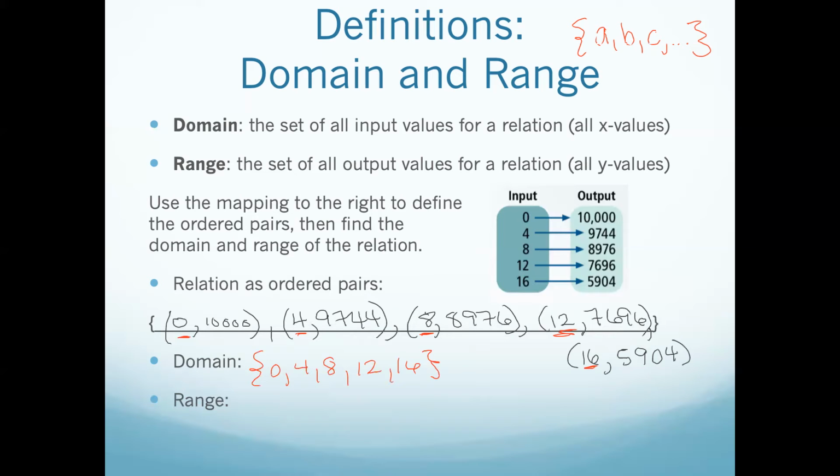I'm going to do the exact same thing with my range. So my range are my y values. Those are 10000, 9744, 8976, 7696, and 5904. Notice again, within the numbers, I did not include the commas. The commas separate the values of my range. Domain was the inputs, the range are the outputs. I don't have any repeating values, so I don't have to worry about cleaning up my sets.